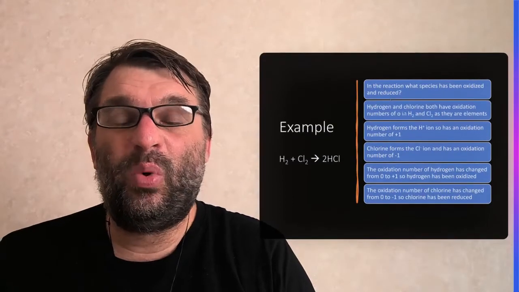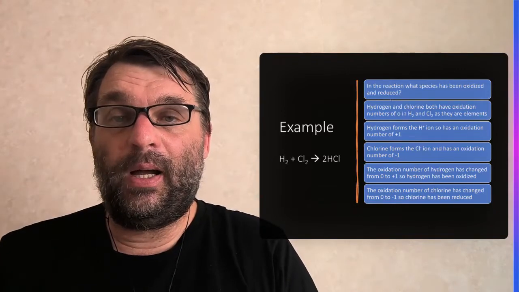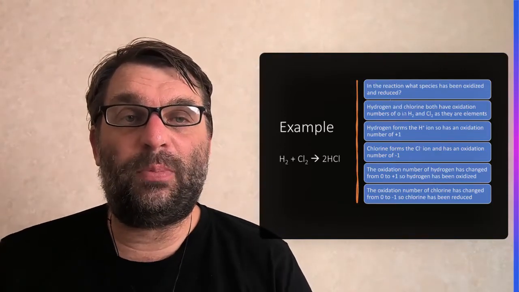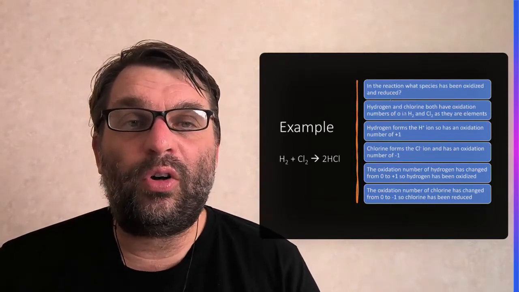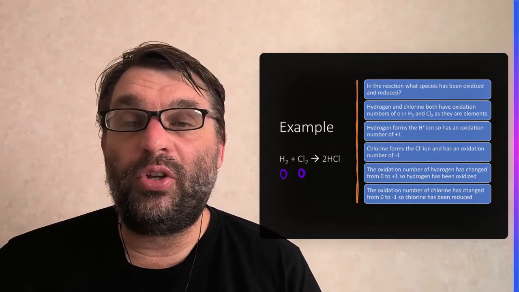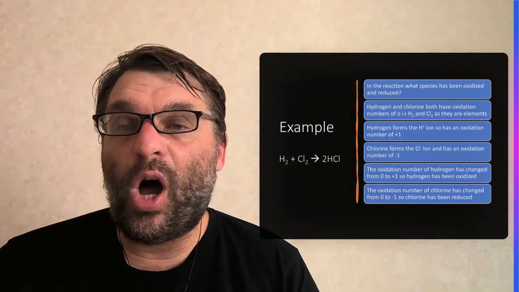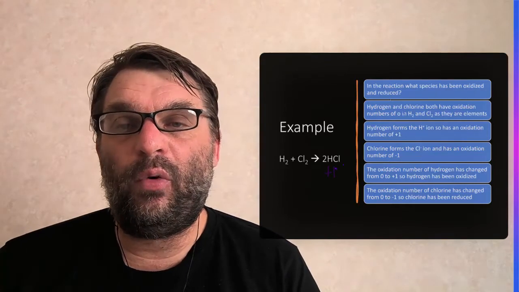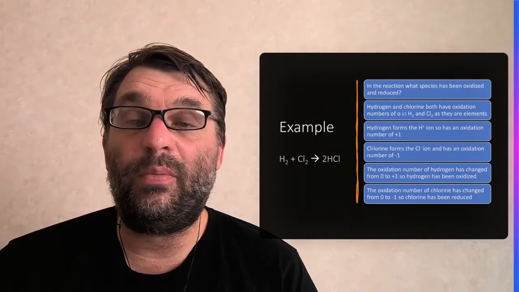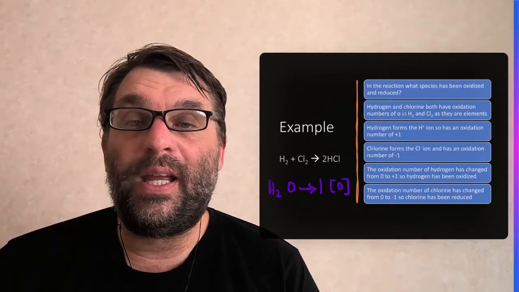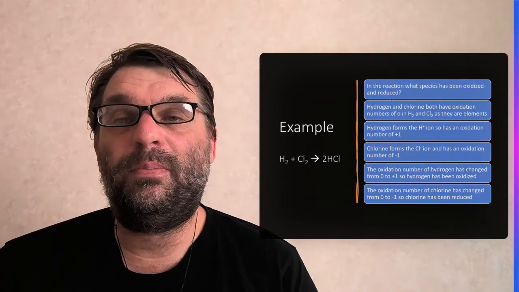Okay, so we're just going to finish off with an example of hydrogen plus chlorine giving 2 hydrogen chloride as a compound. So in the reaction, which species has been oxidized and which species has been reduced? Well, hydrogen and chlorine both have oxidation numbers of 0 because they are both elements. Okay, so that's easy. But hydrogen forms an H+ ion in HCl, and the chlorine forms a Cl- in HCl. Therefore, the oxidation number of hydrogen has increased from 0 to +1. Okay, therefore it has been oxidized, and the chlorine has gone from 0 to -1. Therefore, it has been reduced.